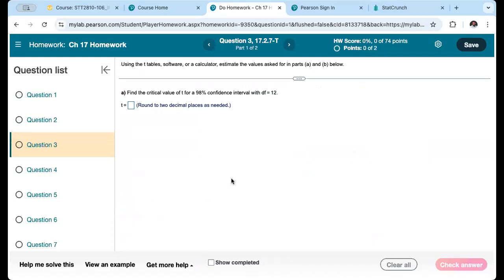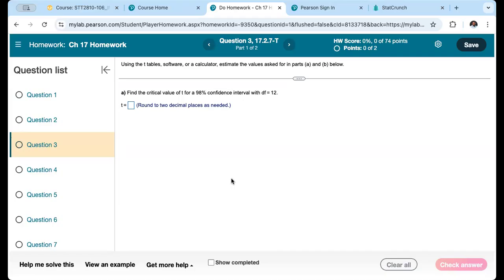So now they are saying using t-tables, which we are not going to use in this course. Here we are going to use the software with the StatCrunch to calculate the critical value. So to compute the critical value for the t, now let's look at what we are given. We are given the degree of freedom to be what? 12. Is that okay? Correct? Okay.